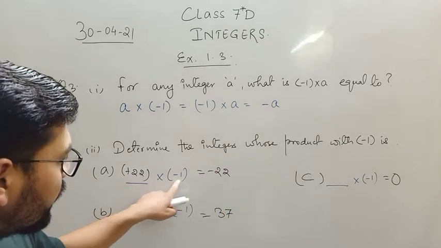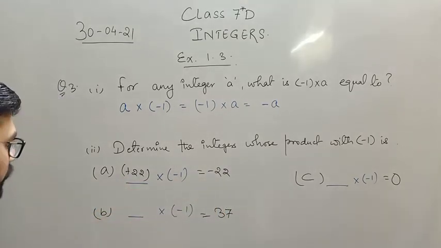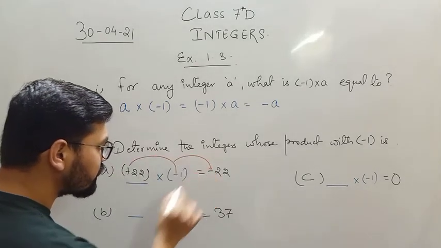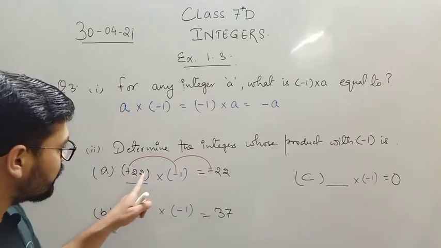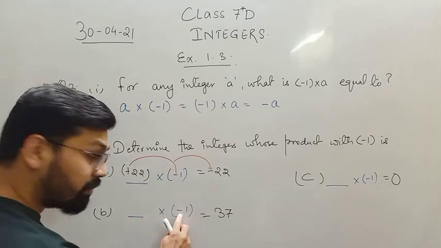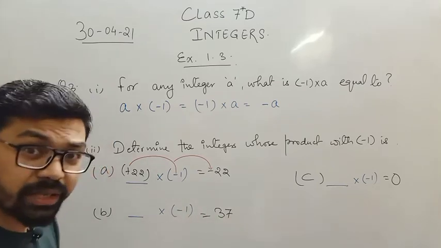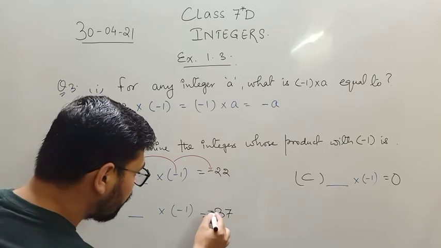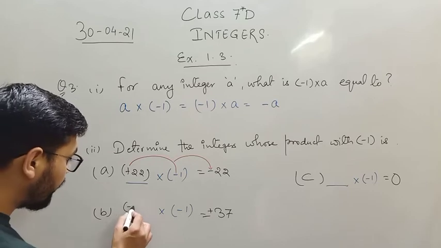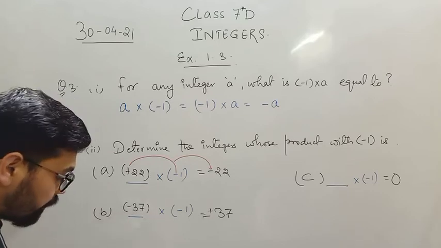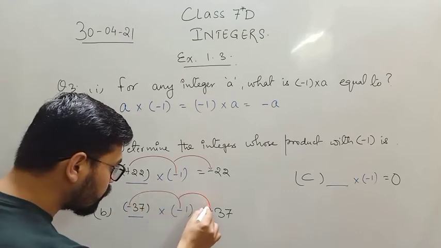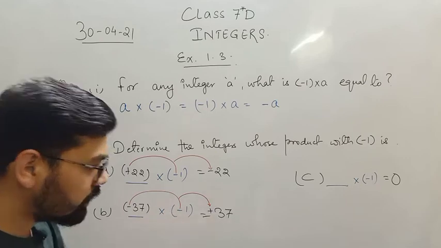See, plus minus is minus, right? Plus minus is minus. 22 ones are 22. Now I have minus 1 here and I just want plus 37. So what number should I write here? It should be minus 37. Why? Because minus minus is equal to plus, 37 ones are 37.